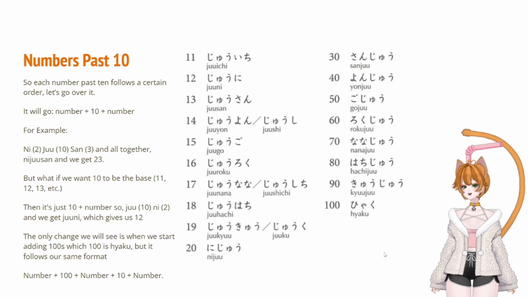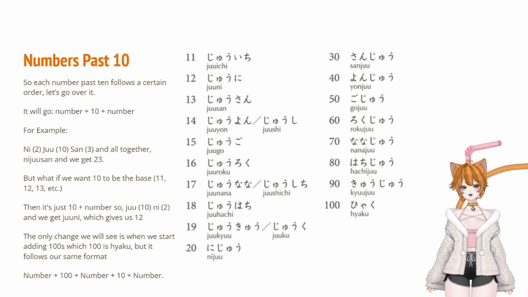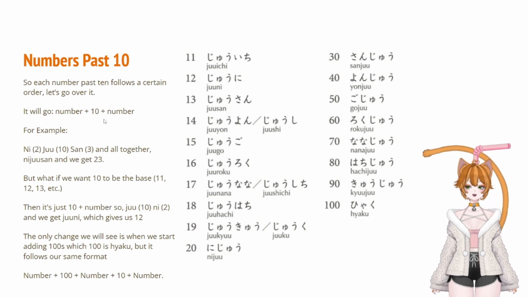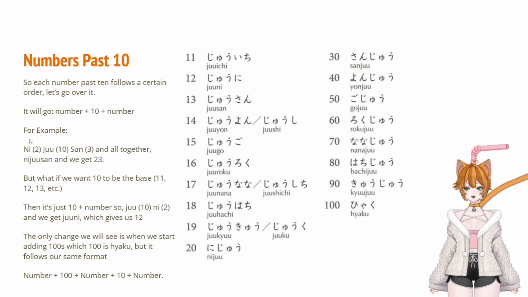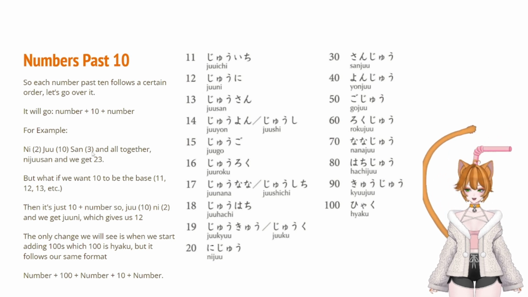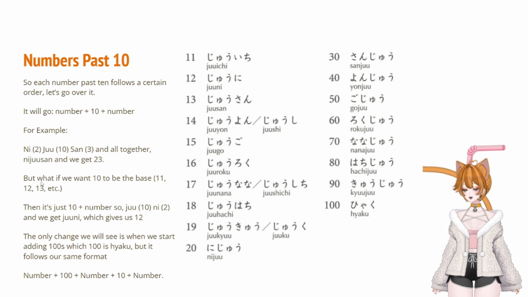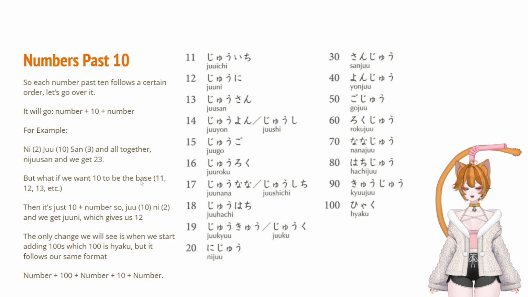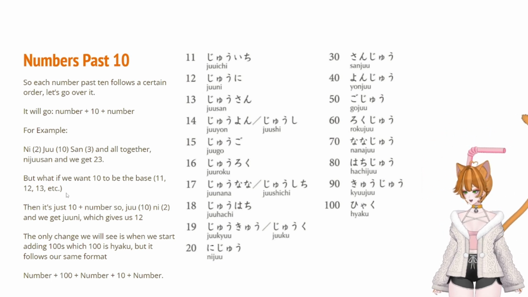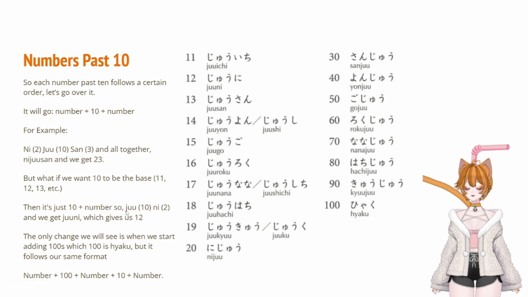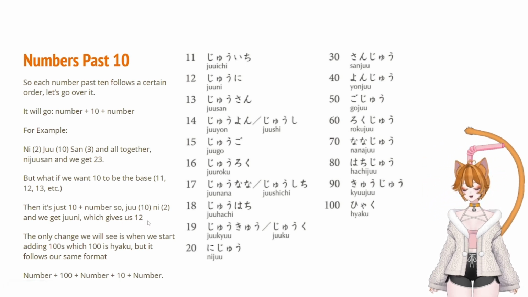So now let's learn how to make numbers past 10. So numbers past 10 follow a certain order. Let's go over it. It will go number plus 10 plus number. For example, if I wanted to make 23, I'd go ni, number, plus ju, 10, plus san, number. And altogether we get ni, ju, san, and we get 23. But what if we want the 10 to be the base? 11, 12, 13, all the way through 20. Then it's just 10 plus number, so ju-ni, which gives us 12.